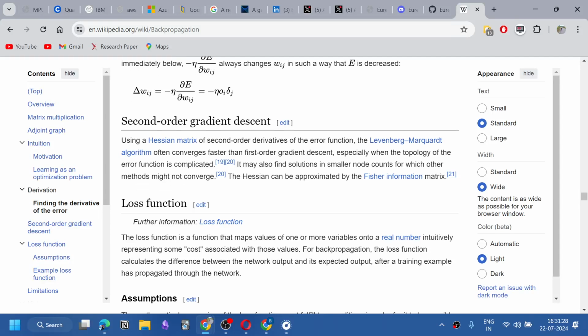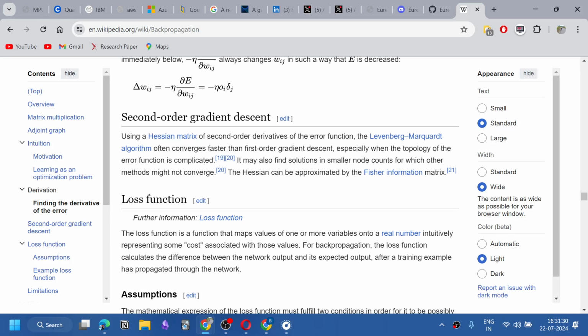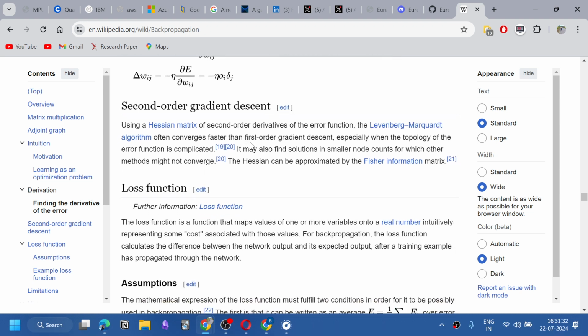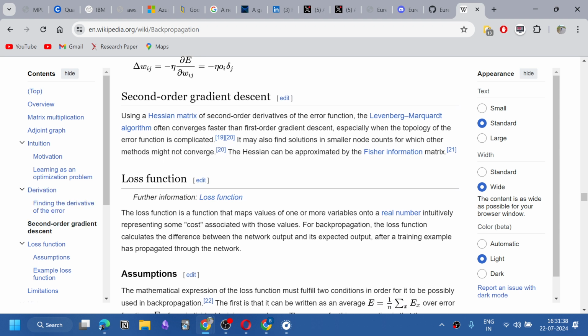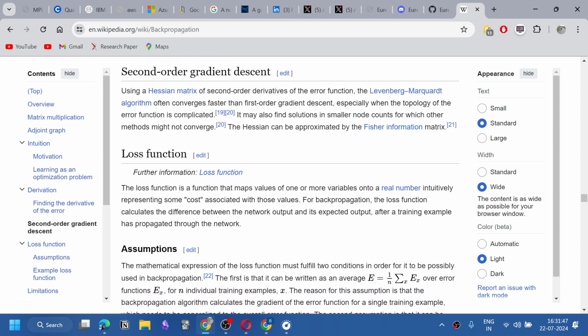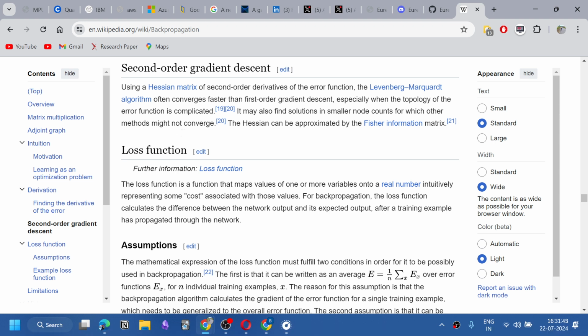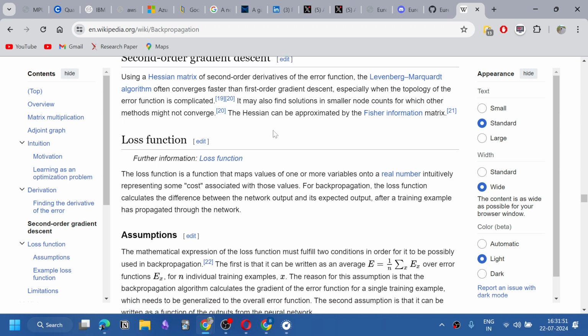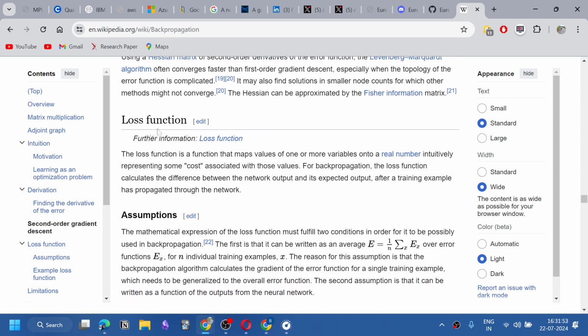Second-order gradient methods use a Hessian matrix of second-order derivatives of the error function. Such methods can converge faster than the first-order gradient, especially when the topology of the error surface is complicated. The Hessian can also be approximated by the Fisher information matrix.